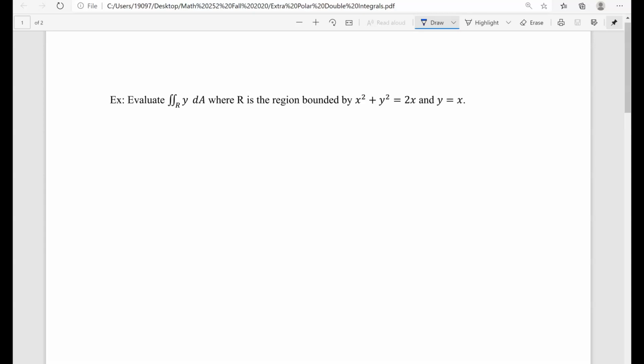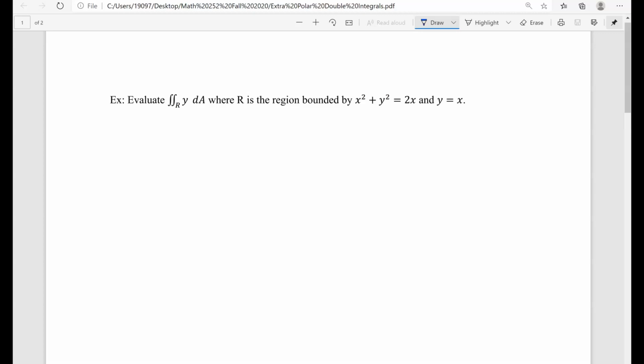Hi, Calc 3 students. Just to make sure that you practice a little bit more, I'm giving you two more examples with double integration over polar coordinates. This one's a little bit more involved because we have to complete the square. And then in another video, I'll do the second one.